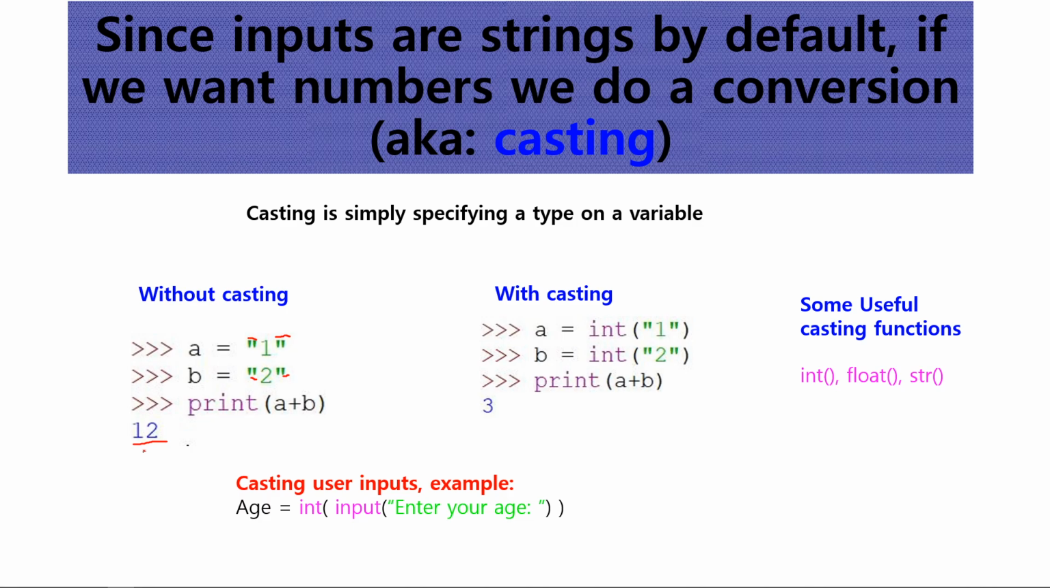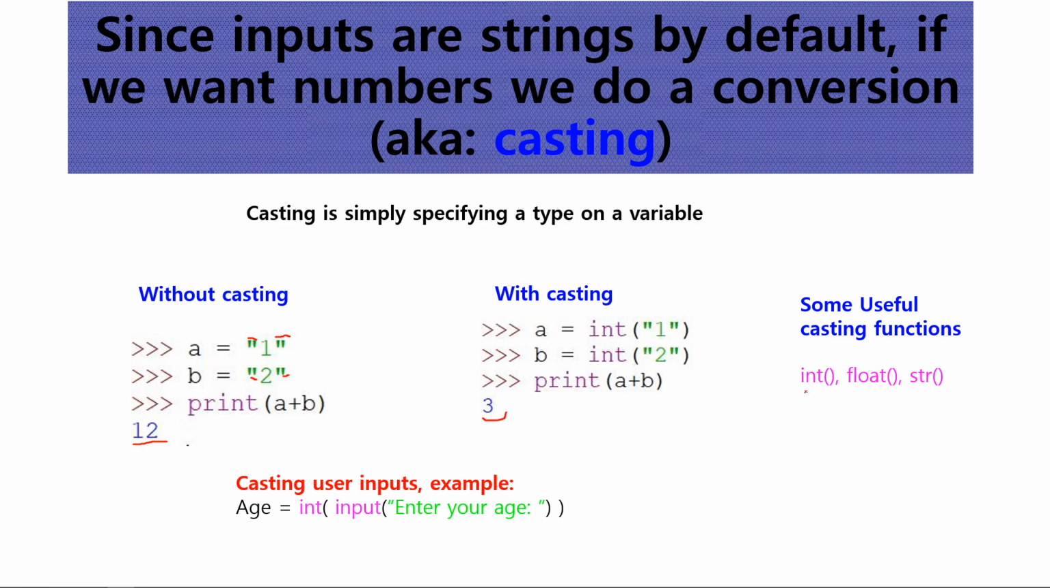Now, this is not what you would want in most cases, by the way. If you want these to behave as integers, you need to cast them to integer. You need to specify a type on them, and you can do that by using the int method. So when I say a is equal to int, and inside here I pass a string, this will attempt to pull out an integer from this string, if it's possible to do it. So now after casting both a and b to integers, if I add them, I will get 3, which is what you will be looking for in most cases.